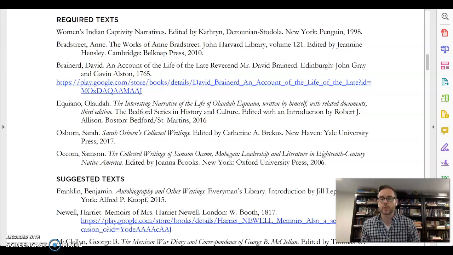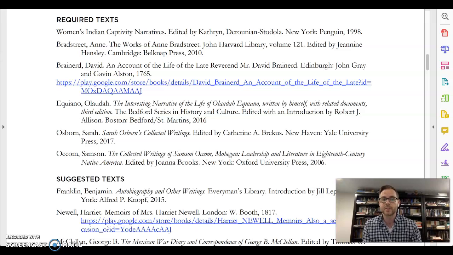The next work that we're going to look at in week 3 is David Brainerd's diary. David Brainerd was a young man who became a missionary to the natives in the 18th century. He lived from 1718 to 1747. He died in the home of Jonathan Edwards, and Jonathan Edwards was the editor of his diary and brought it to publication.